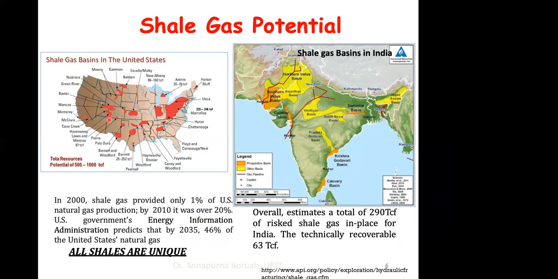In 2000, 1% of US natural gas demand was fulfilled by shale gas reservoirs. By 2010, it was 20%, and it is expected that 46% of natural gas demand will be fulfilled by shale gas by 2035. And in India also, we have estimated 290 trillion cubic feet of risked shale gas in place, and out of that 63 is technically recoverable.